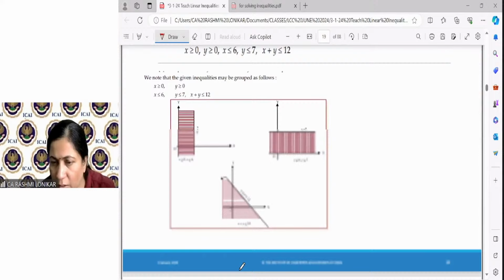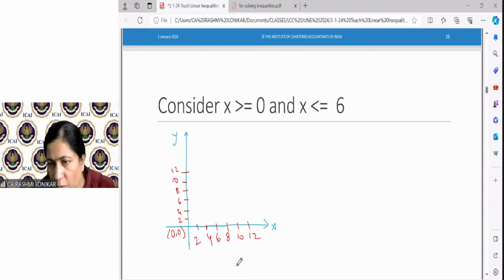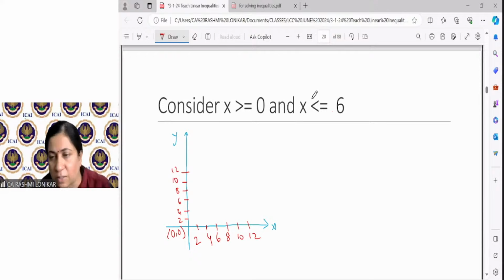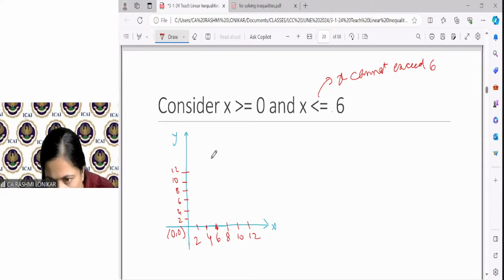So now what we are going to do is, this is the condition 1, but there is also another condition for x, that x cannot exceed 6. What does this mean? Where is my 6? My 6 is here, and all x is greater than 0. So all these conditions, but there is this condition. So I will draw that condition.